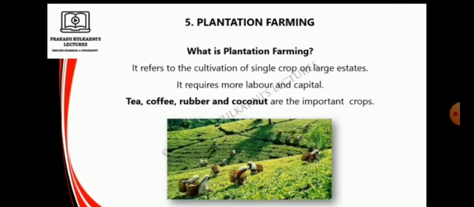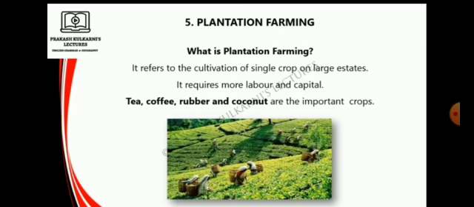Understood, children, the mixed farming? The next one we are going to study is plantation farming. What is plantation farming? It refers to the cultivation of a single crop on a large estate. It requires more labor and capital. Tea, coffee, rubber and coconut are important crops. These are plantation farming.